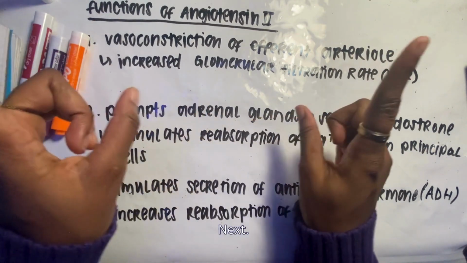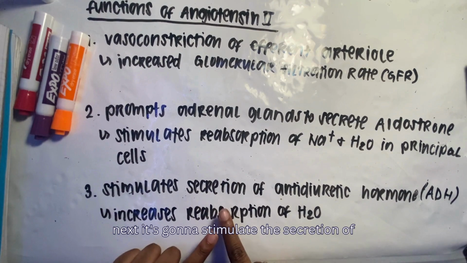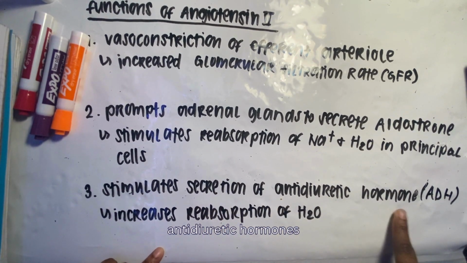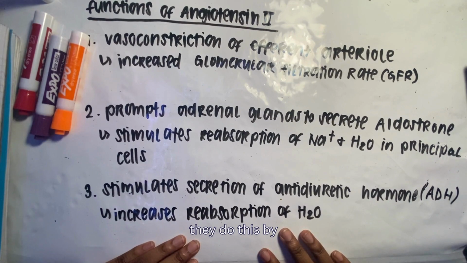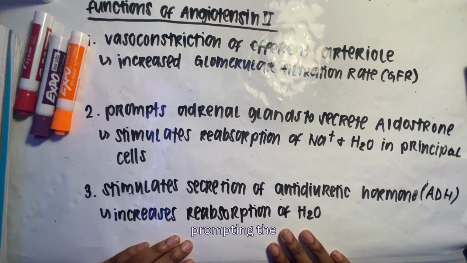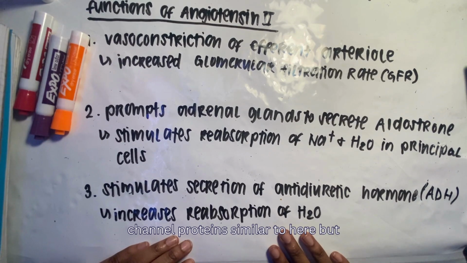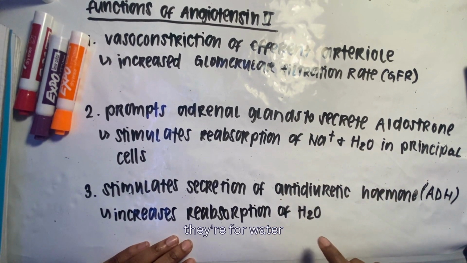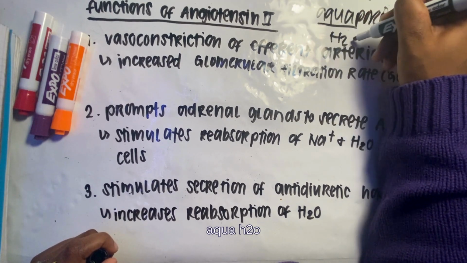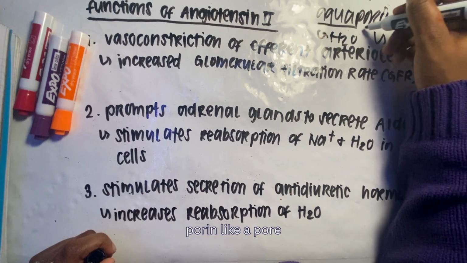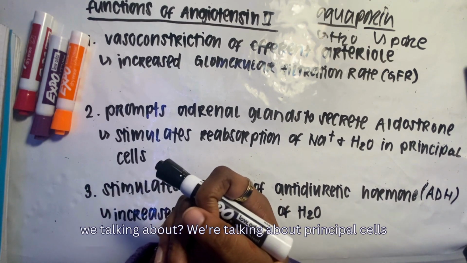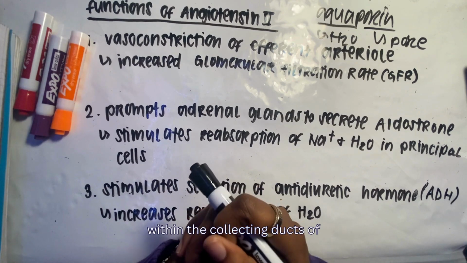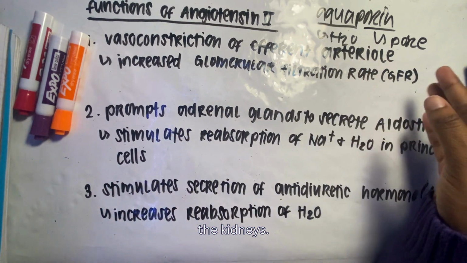Next, it's going to stimulate the secretion of antidiuretic hormone. Antidiuretic hormones increase reabsorption of water. They do this by prompting the cell to make aquaporins. You can think of them almost as like channel proteins similar to here, but they're for water. Aqua, H2O. Porin, like hole, like a pore. And you may be asking, what cells are we talking about? We're talking about principal cells within the collecting duct of the kidneys.